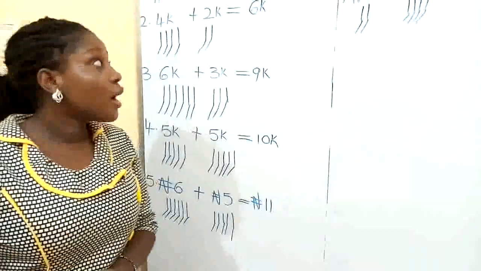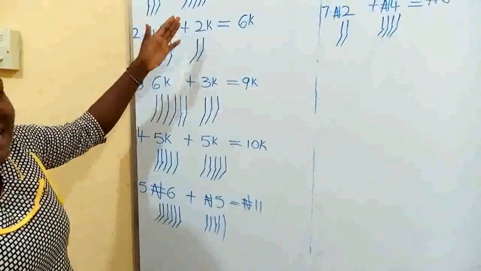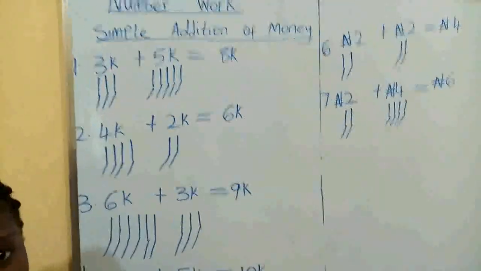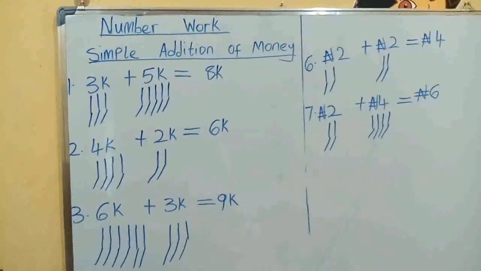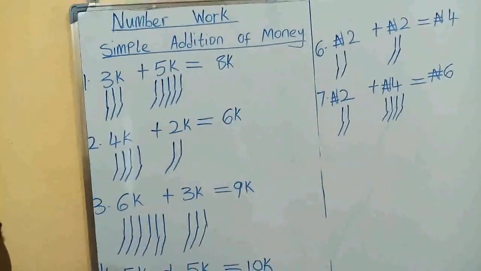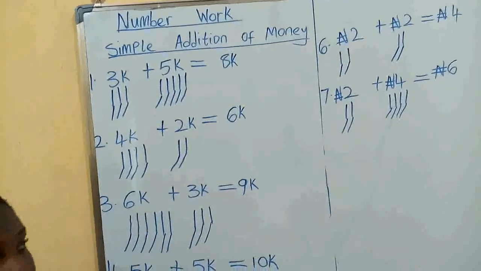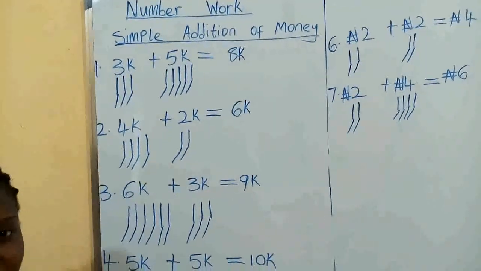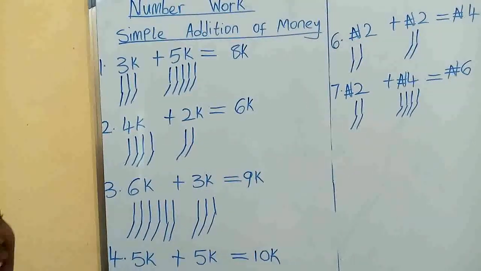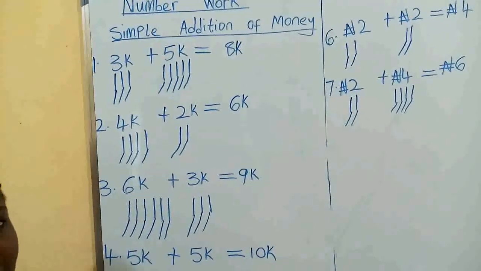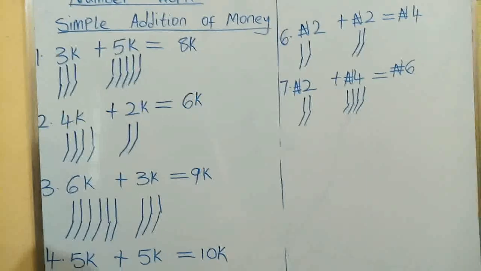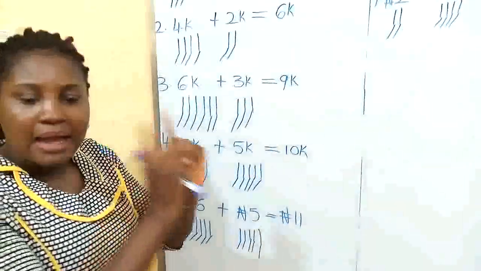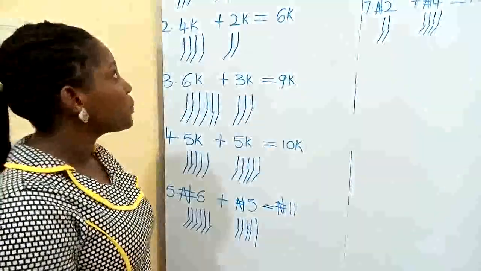Lovely. Okay. So we go over the lesson again. What was our topic? Who can still remember? Our topic was simple addition of money. Do you know why we call it simple? Because it is not difficult at all. Is it very difficult? It is not. So we are just playing with these numbers. We get this number, get this one, bring them together, and then we write the answer.